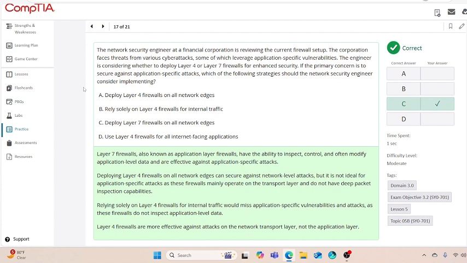Layer 7 firewalls, also known as application layer firewalls, have the ability to inspect, control, and often modify application-level data and are effective against application-specific attacks.